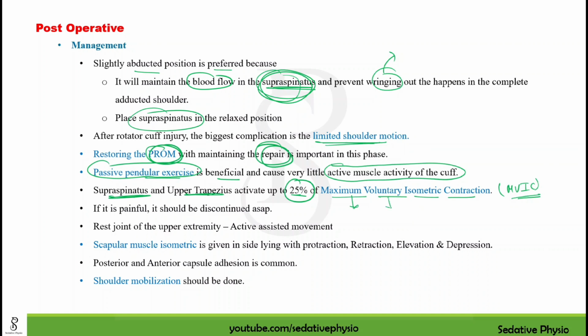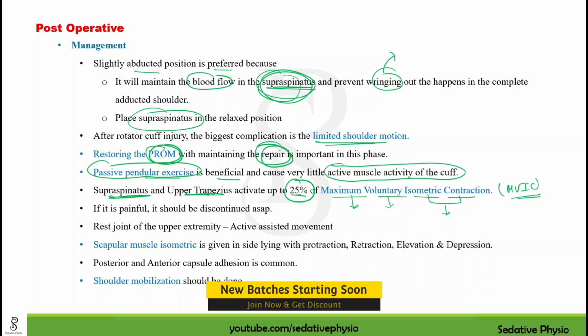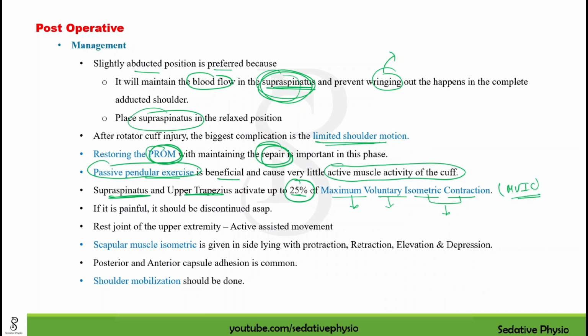It means the person can do it by itself. And isometric contraction means a muscle's power to contract at the maximum level. That is basically our MVIC, the maximum voluntary isometric contraction. So, with the help of passive pendular exercises, we can develop about 25% of maximum voluntary isometric contraction in the supraspinatus and the upper traps muscle. That's one of the very important points to discuss when we are dealing with passive pendular exercises in the case of a rotator cuff patient.